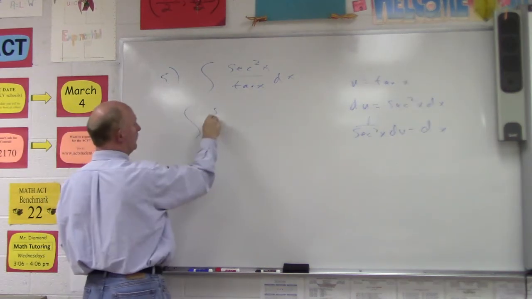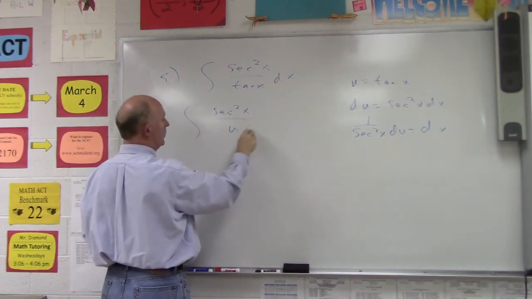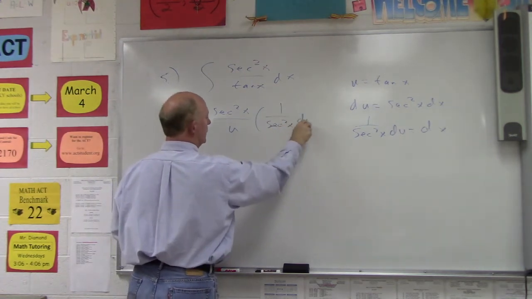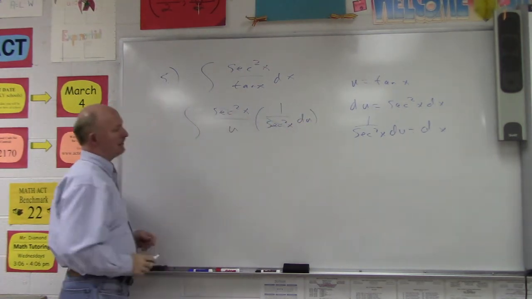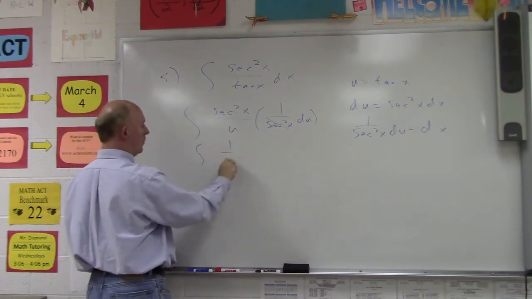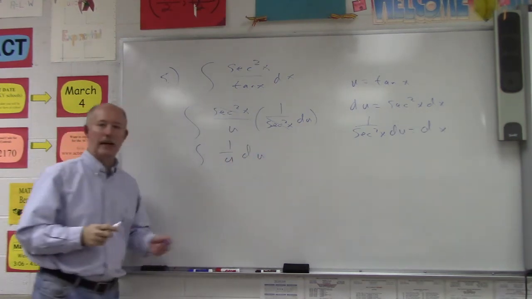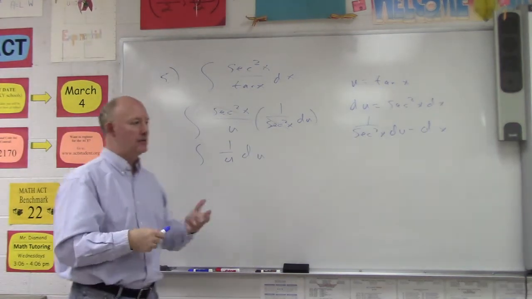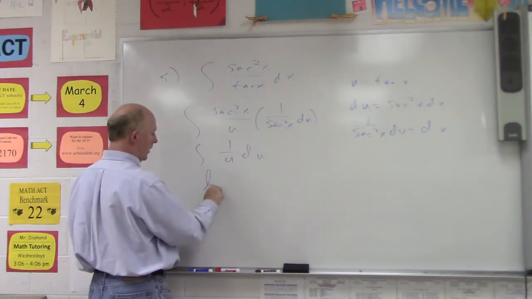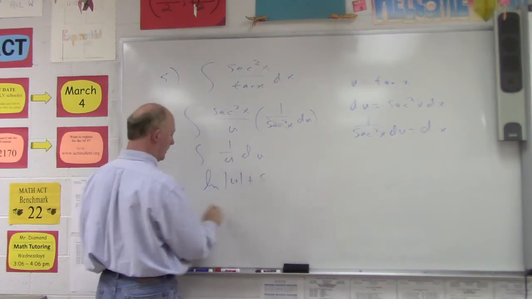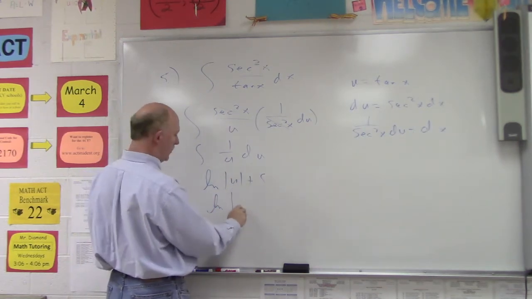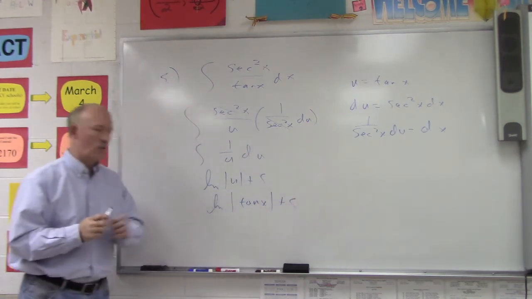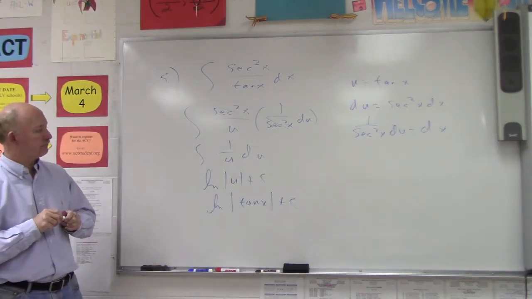Now we end up with the integral of secant squared x over u times 1 over secant squared x du. The secant squared x's cancel out. That gives the integral of 1 over u du. And there we go. That's where we want to be, because the antiderivative of 1 over u is natural log. So this will be the natural log absolute value of u plus c, or natural log absolute value of tangent x plus c. This is our antiderivative.